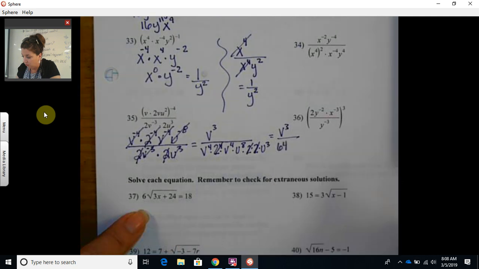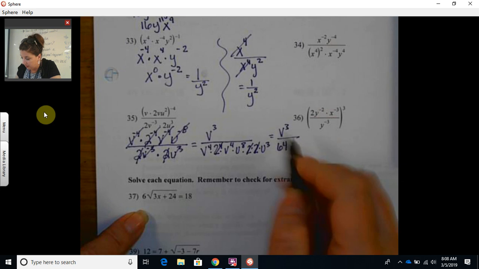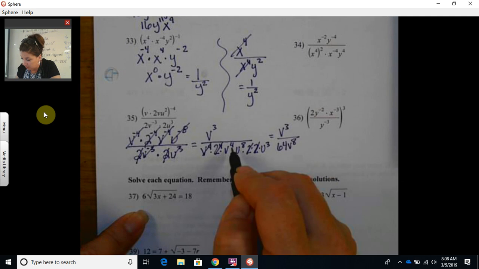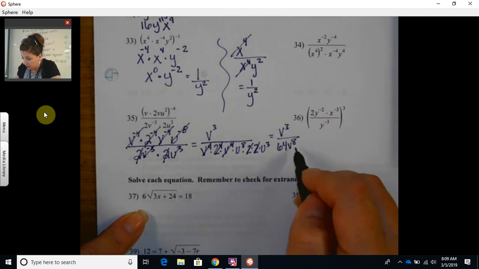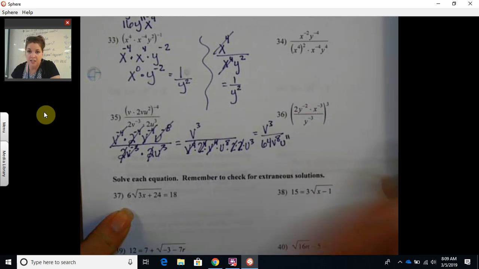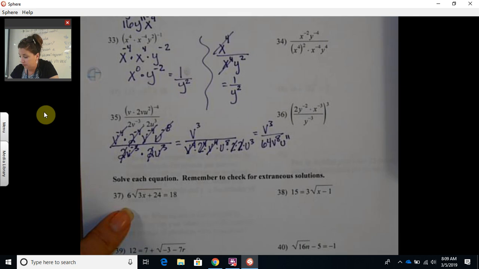What's v to the fourth times v to the fourth? V to the 8th. What's u to the 8th times u cubed? U to the 11th. Is there anything else I can do to simplify? The 2 v's. Right, I got v cubed in the numerator, v to the 8th in the denominator. Remember the rule says keep the base and subtract, so that would be v to the 3 minus 8 is v to the what? Negative 5.